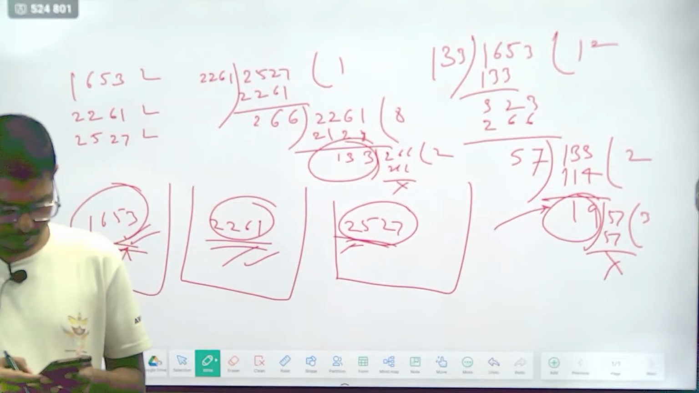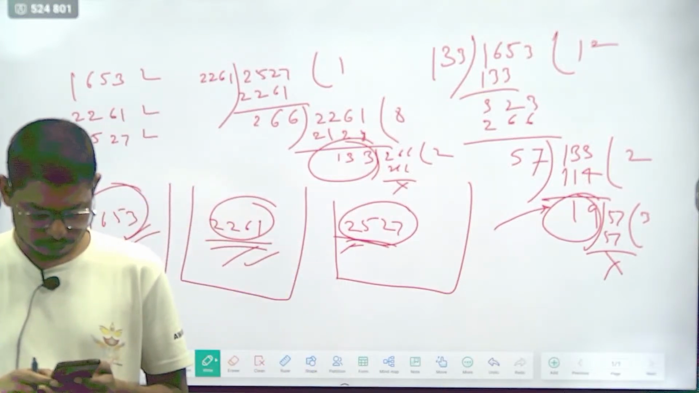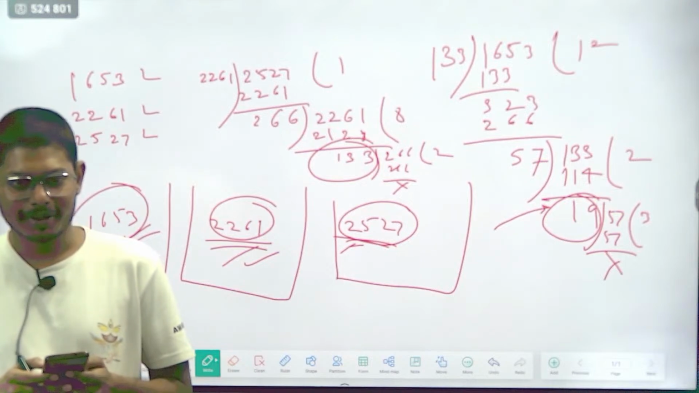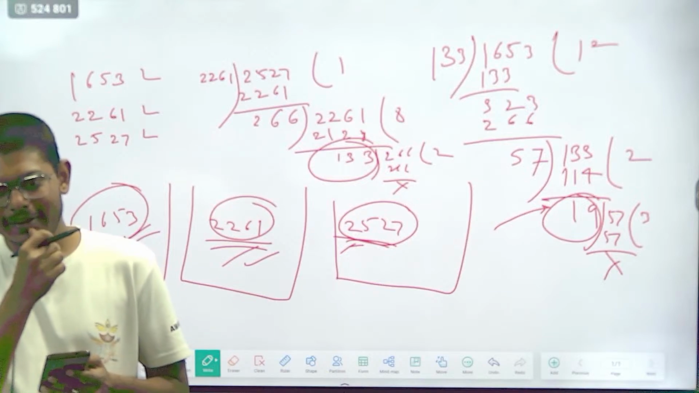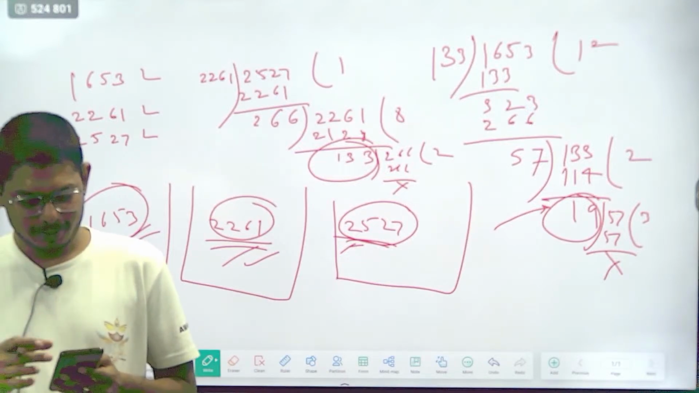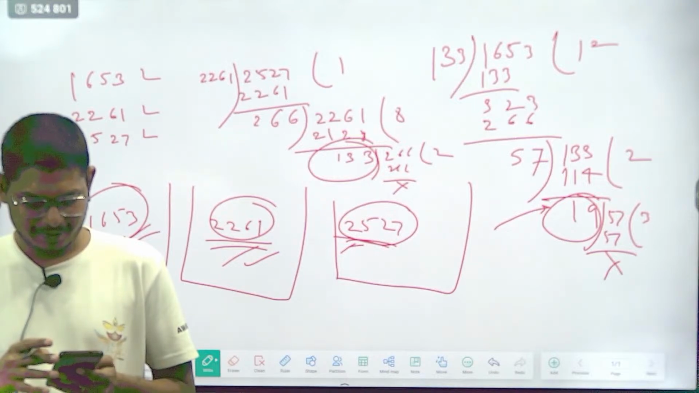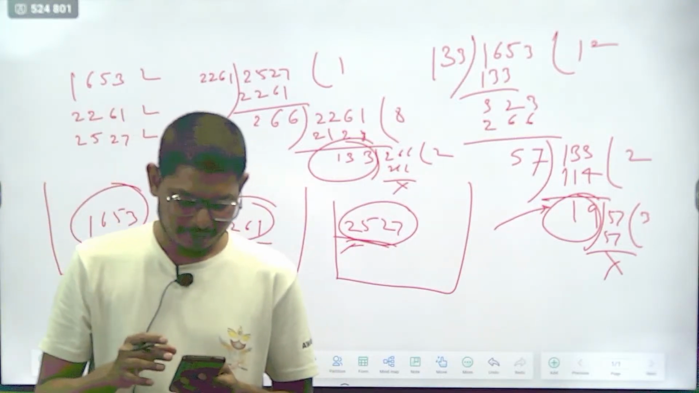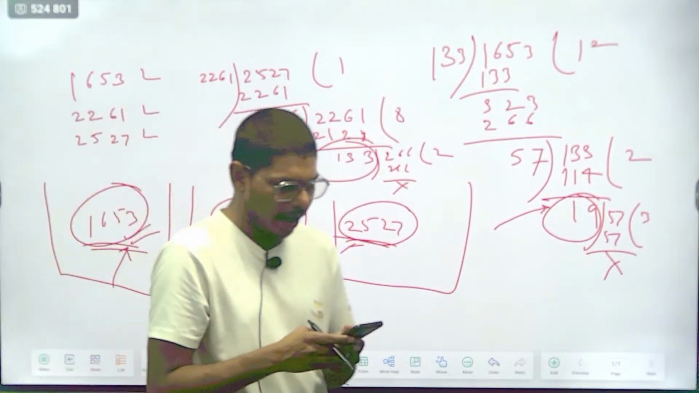Time and work. Time, speed, and distance. What happened? Sir, you said there are 2 chapters. You said time and work and... No, no, no. All right, guys. So we'll start with time and distance.